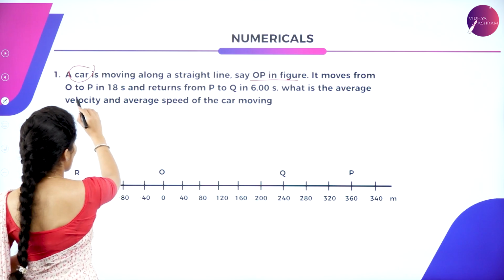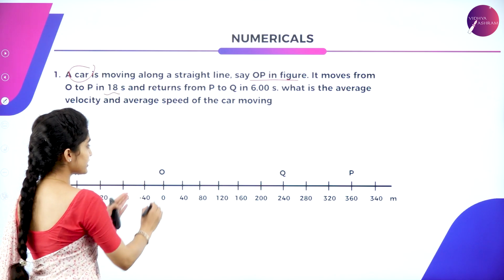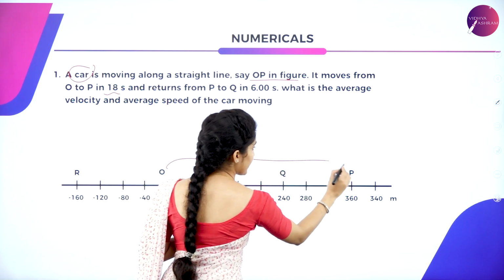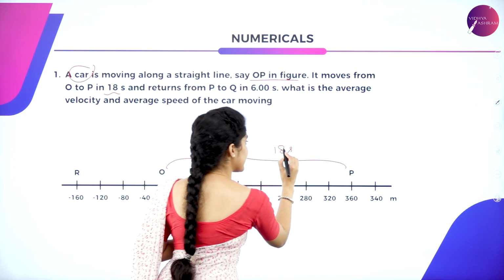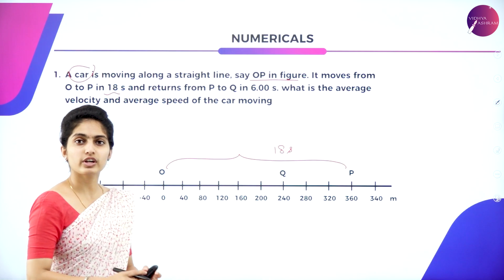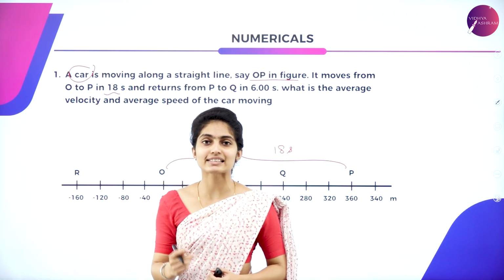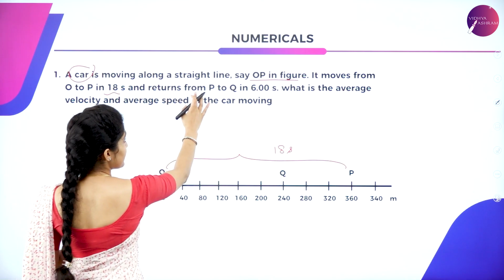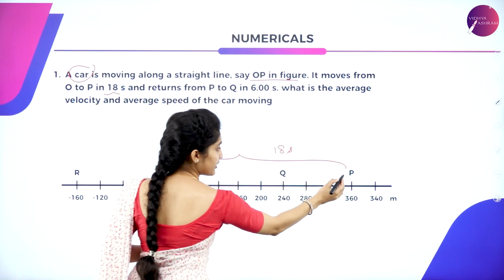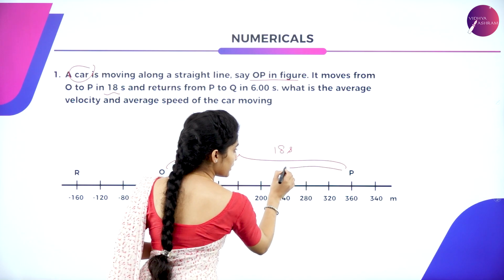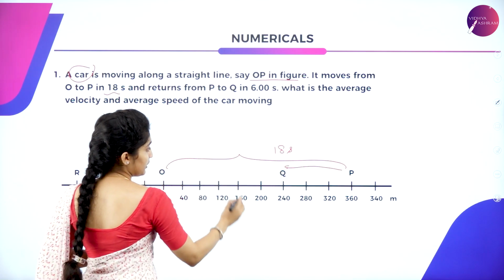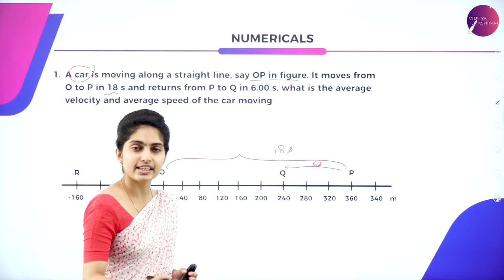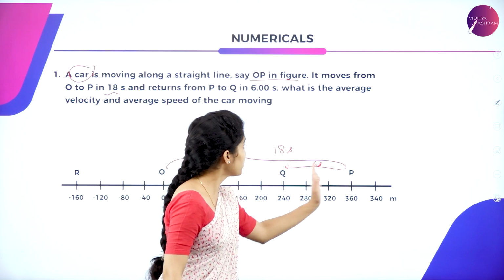It moves from O to P in 18 seconds. So for the car to move from O to P, it takes 18 seconds. And it returns from P to Q. This is the returning time, that is 6 seconds. So it takes 6 seconds to return from P to Q.